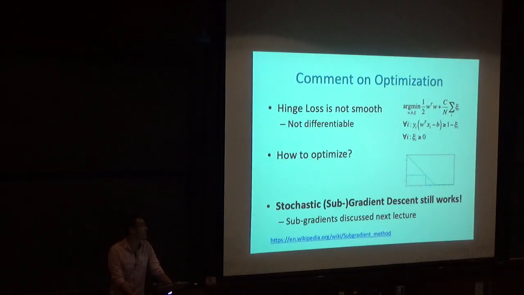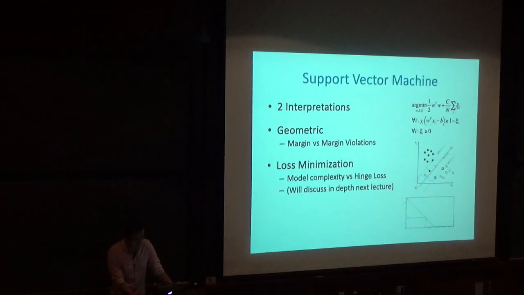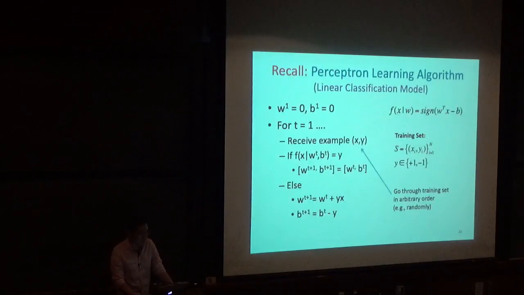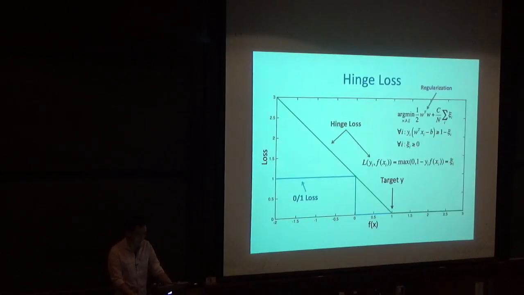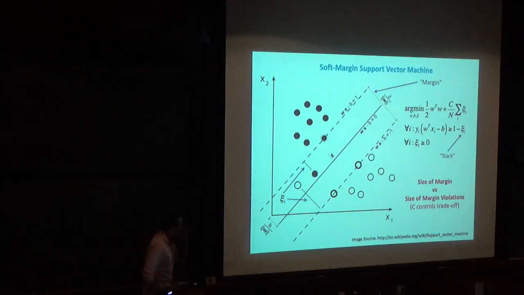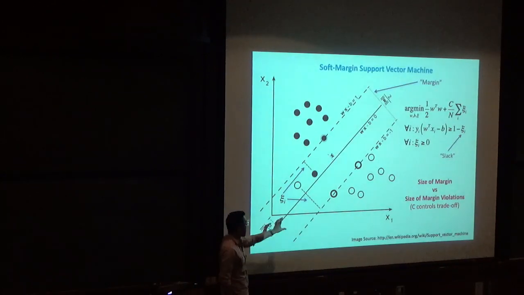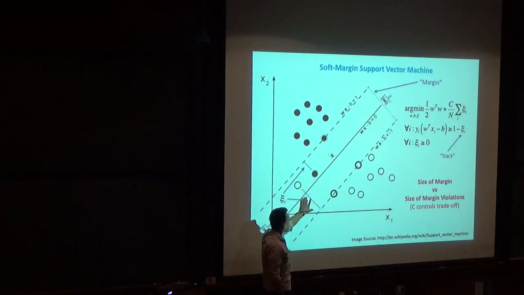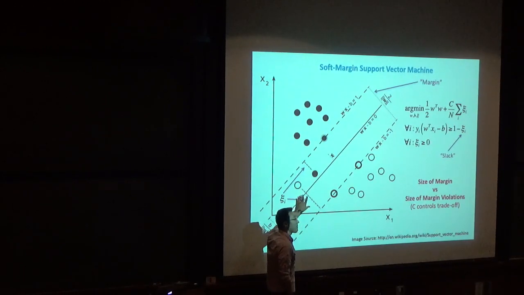Yes? Is there any reason not to use squared hinge loss so that it would keep this continuity? Right. So the reason, if you use squared hinge loss, you would pay a penalty that increases quadratically with the amount of margin violation. Right.